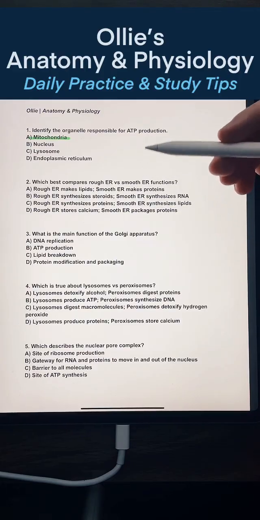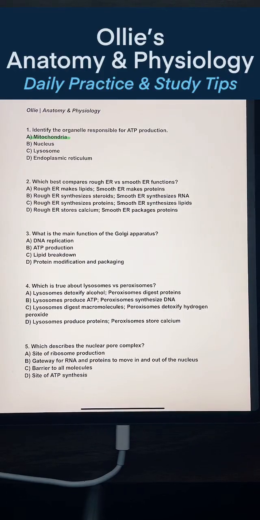We'll go over some of the other organelles in later questions as well. So stick around for those.